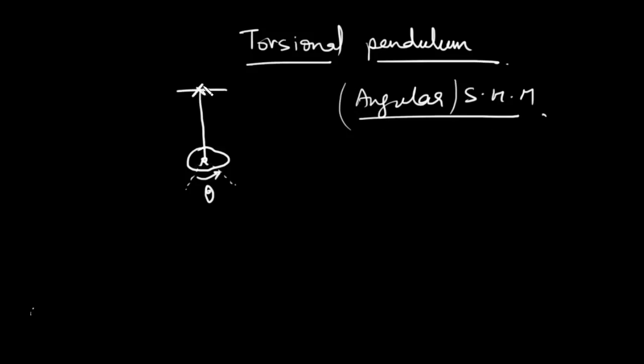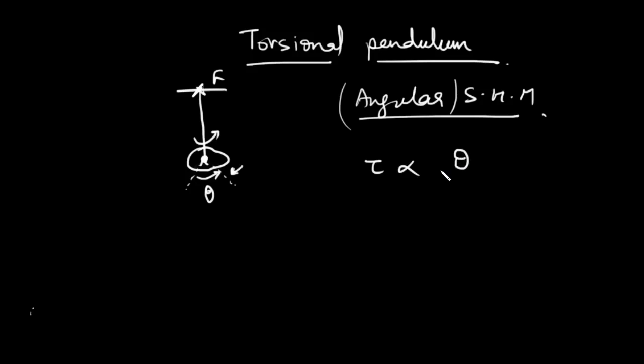This wire remains fixed here, but the lower end of the wire can be rotated. So when we rotate it, the upper end tries to resist the rotation and brings it back to the original position. So when you rotate it, the wire should be brought back to the original position. So in this case, the torque exerted is proportional to the angular displacement.